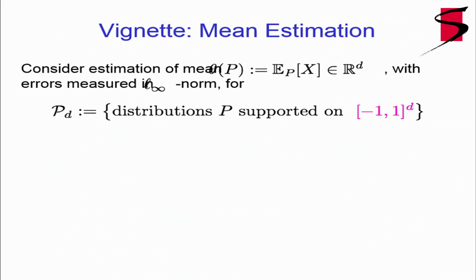Anyway, we're going to estimate the mean, theta hat, which is our parameter. It's a d-dimensional vector, and we're going to measure errors in some loss function, the L infinity norm, and we're going to do this non-parametrically over all distributions supported on a compact set.